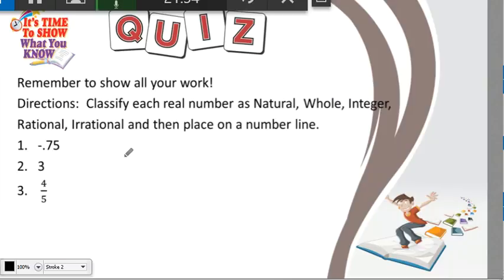Okay, you guys, so these are just like the ones that I showed you for examples. When you are done with this quiz, you are going to turn it into the assignment box labeled real number classification. And Miss Kohler or I will grade your quiz and then let you know if you are ready to move on to the next lesson.